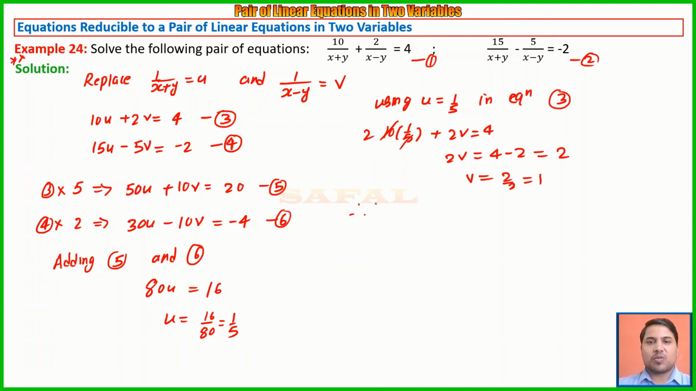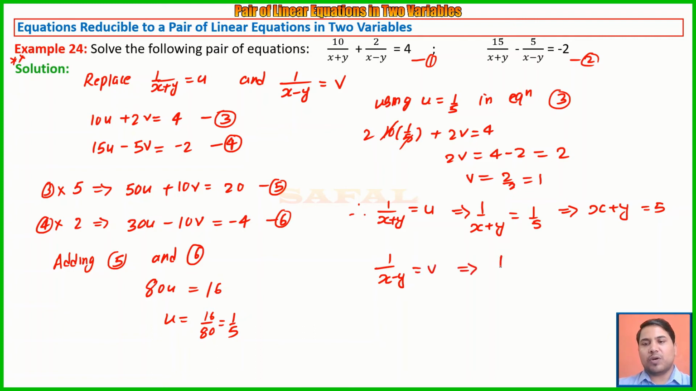Now we know that we have taken 1 by x plus y as U. So 1 by x plus y, and the value of U is 1 by 5. So this will give x plus y equals 5. Similarly 1 upon x minus y we have taken as V. So this gives me 1 upon x minus y equals 1. So x minus y equals 1. Now this I can call equation 7 and this equation 8.